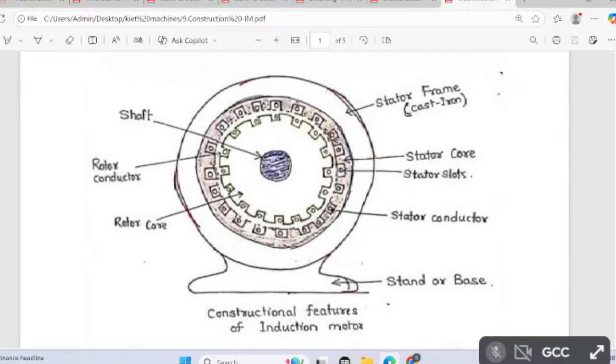So here the winding which is available in the rotor is called the secondary winding. So I am saying rotating transformer. Why am I saying rotating transformer? The rotor of the induction motor will rotate. That's why it is a rotating transformer. So the primary winding is nothing but the stator.